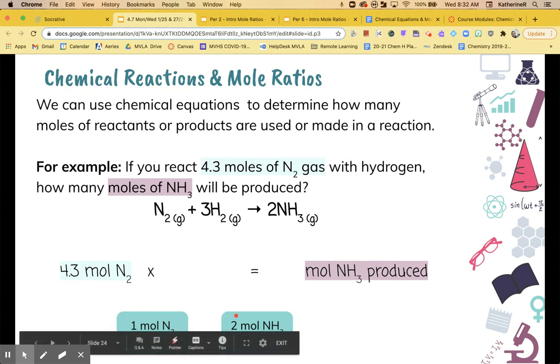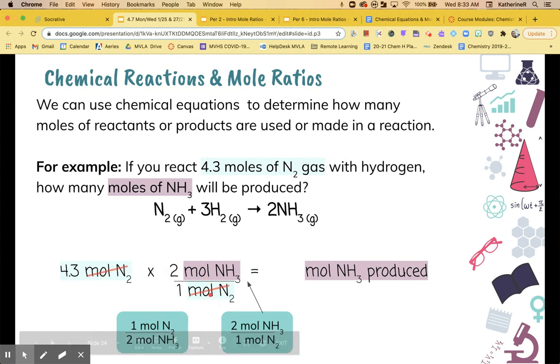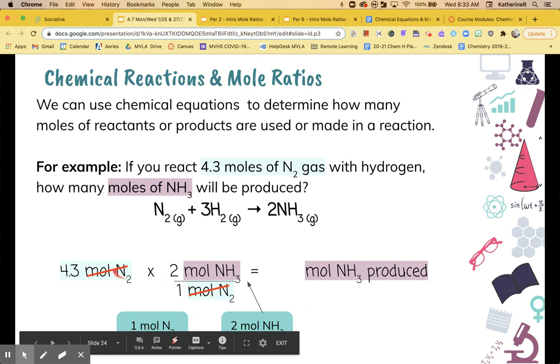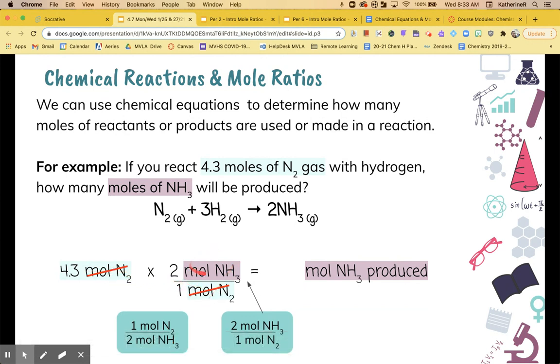And if you said you're going to use the right one, that would be correct. Now, why am I using this conversion factor? Because moles of N2 needs to cancel out with moles of N2, and that needs to be on the bottom so that these two cancel out. I'm left with moles of NH3, and that's the unit that I want to have. And so simply all I need to do is multiply 4.3 times 2 to get 8.6.